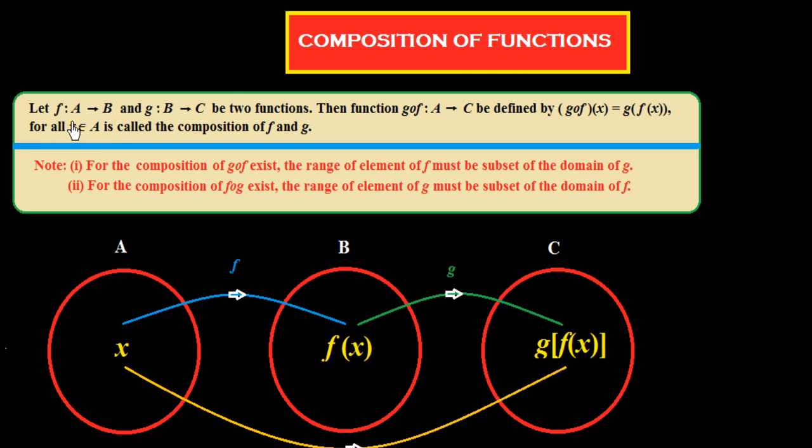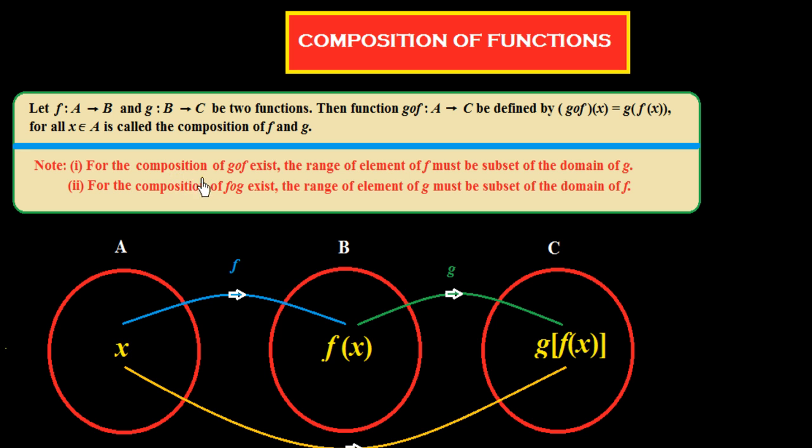Let f: A to B, where A is the domain of f and B is the codomain of f, and g: B to C, where B is the domain of g and C is the codomain of g, be two functions. Then the function g of f from A to C, where A is the domain and C is the codomain, is defined by (g∘f)(x) = g(f(x)) for all x belonging to A, and is called the composition of f and g.